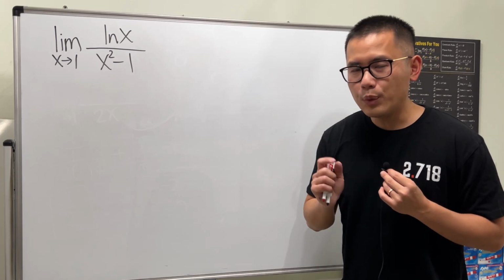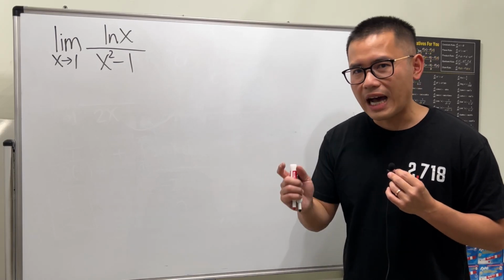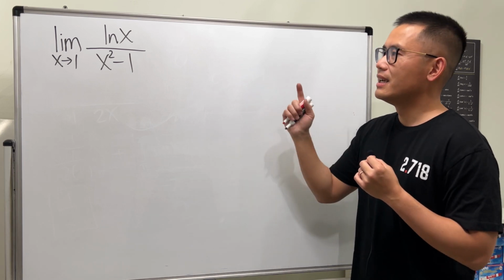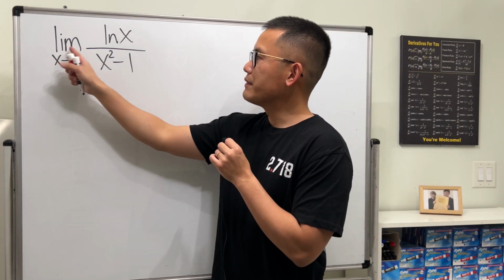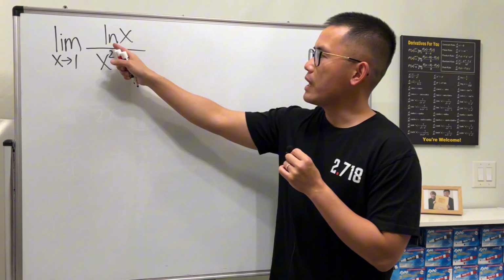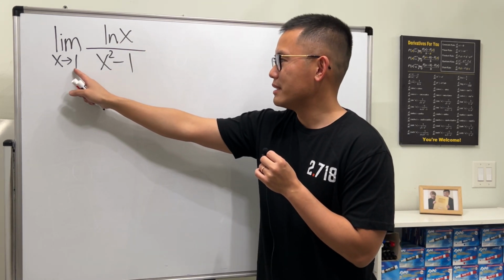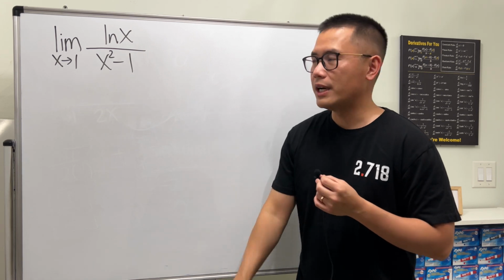In this video, I want to give you guys the intuition of the how and also the why for L'Hopital's rule when we evaluate limits. Let's take a look at this example. We have the limit as x approaching 1 of ln x over x squared minus 1. Well, we should always plug this number into all the x's and see what happens, right?